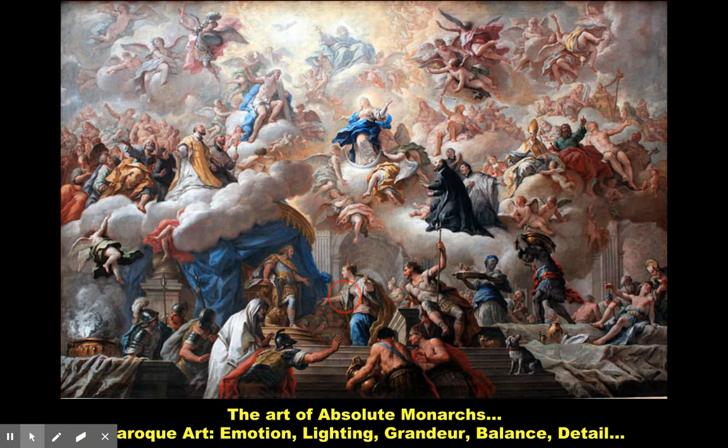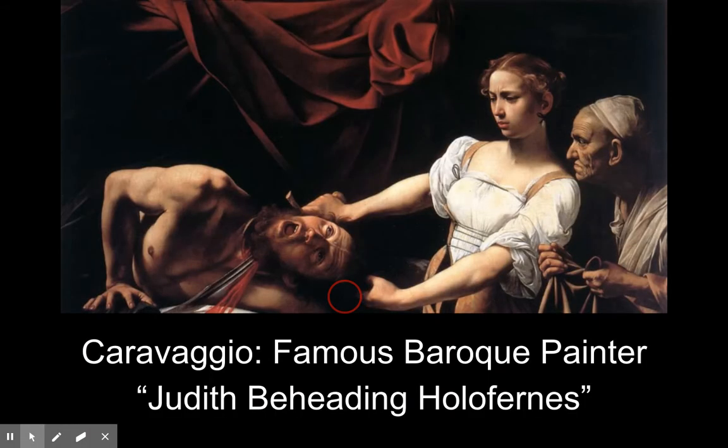But this is a great example of Baroque art used by absolute monarchs and the Catholic Church. Emotion and lighting and grandeur and balance and detail, right? I mean, there's almost a sense of light and dark in this painting, even though it's just the colors of the paint that's being used. So some really amazing art was done during this Baroque period.